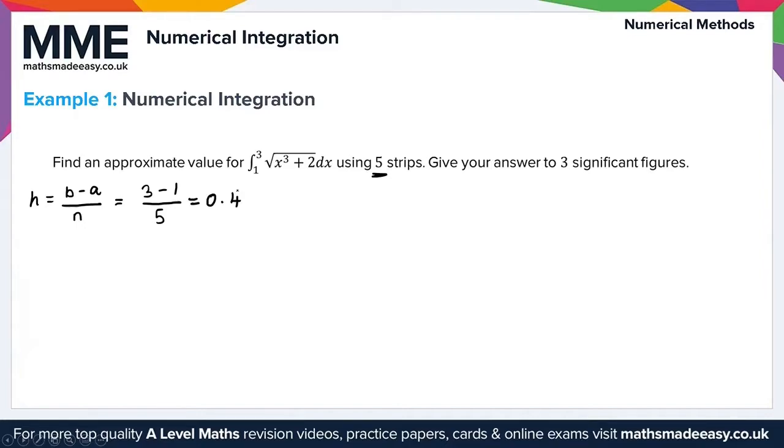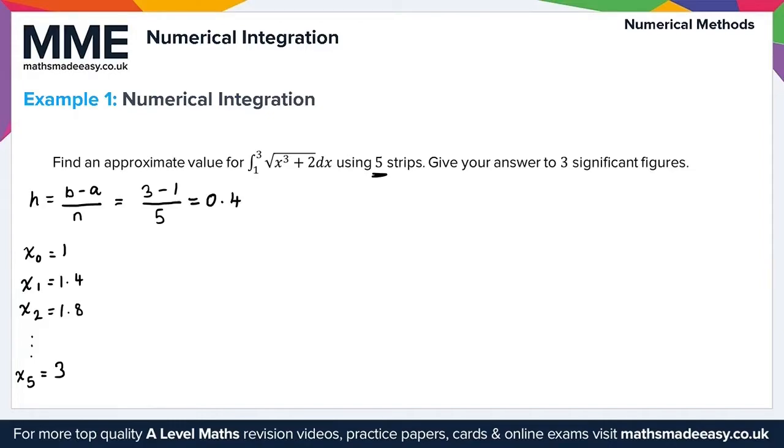So what we know then is the x values are given by x0 equals 1, x1 is equal to 1 plus 0.4, giving us 1.4, x2 is 1.4 plus 0.4, giving us 1.8, and so on. Our final one will be x5, and this is equal to 3.